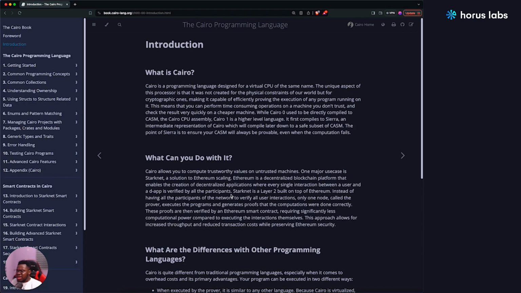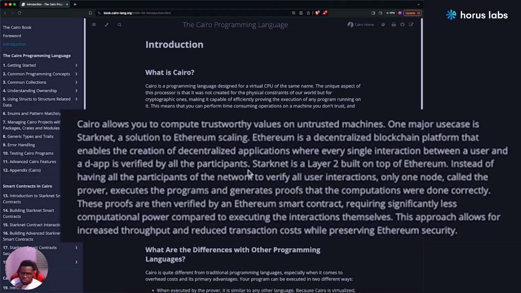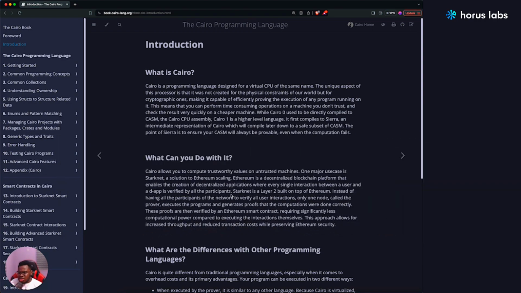Just like I explained earlier, Cairo allows you to compute trustworthy values on untrusted machines. The basic idea of zero knowledge proofs is the ability to prove to individuals that you know something without revealing that which you know. One of the big advantages of Cairo is that you can write programs and generate proofs for them. It means that we could compute trustworthy values on untrusted machines and verify them on other, smaller computers.